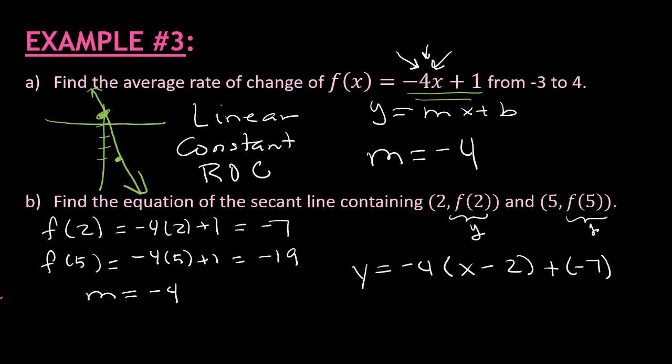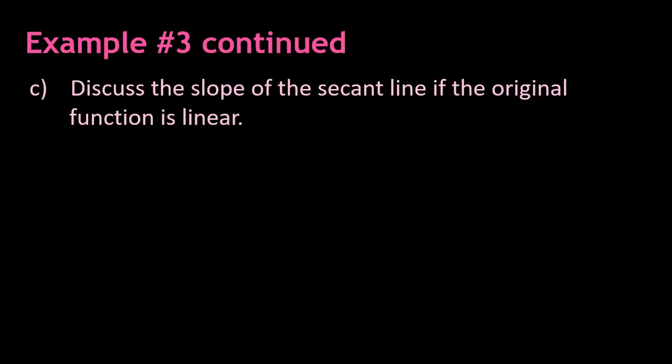You could put that in point slope form. You could have also used the other point, and that would have been y equals negative 4 times x minus 5, minus 19. And if you put both of those in slope-intercept form, you should end up with the exact same thing. So, okay, check on example 3. Let's move on to example 3.